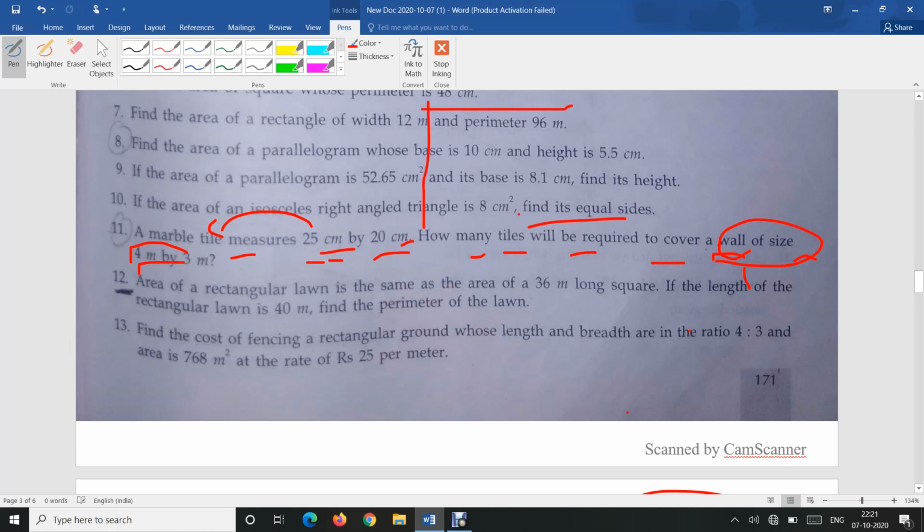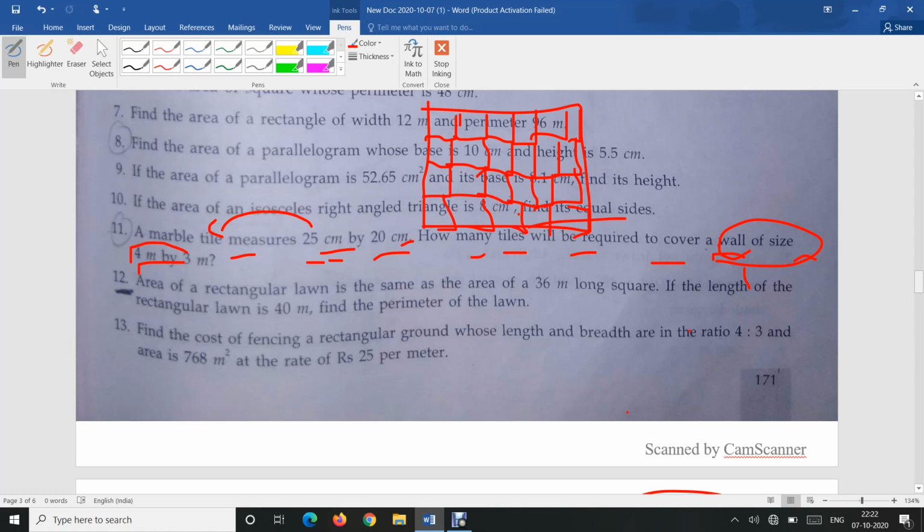Suppose this is a wall and there are tiles, these are tiles. So you have to find how many tiles will be required to cover this wall like this, meaning how many tiles can be put on the wall. So for that there is one thing.